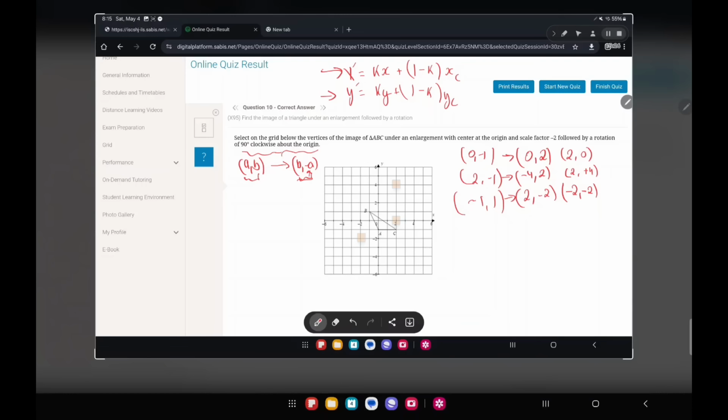Okay. Now you just plot these points. 2 comma 0 is over here. Okay, 2 comma 4 is over here, and negative 2 negative 2 is over here.